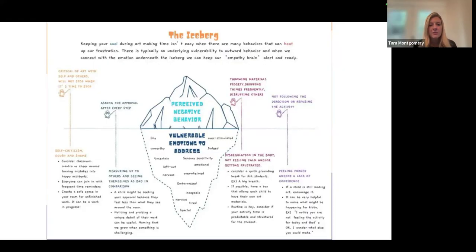And then creating a safe space for unfinished work. So I have a wall in my classroom that is a work in progress, so that when you have those students that are super frustrated because they didn't have enough time to finish, okay, this is a work in progress. We can come back to it. And then asking for approval after every step. That's just them measuring up to others and seeing themselves as bad in comparison.